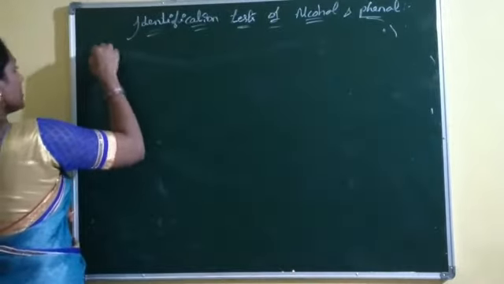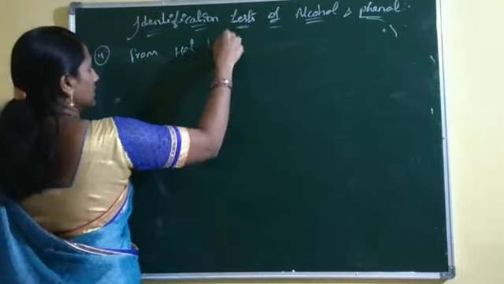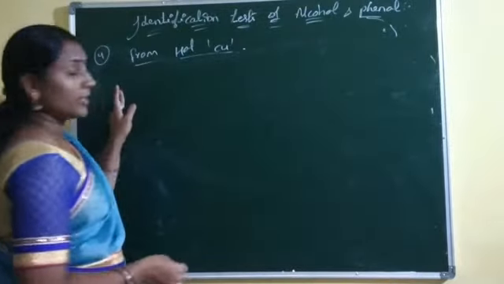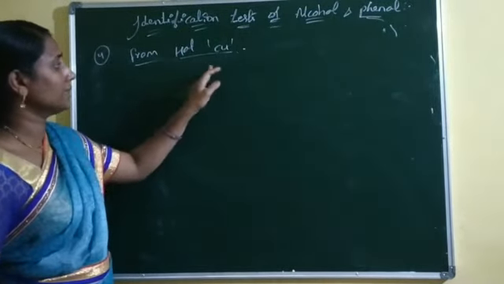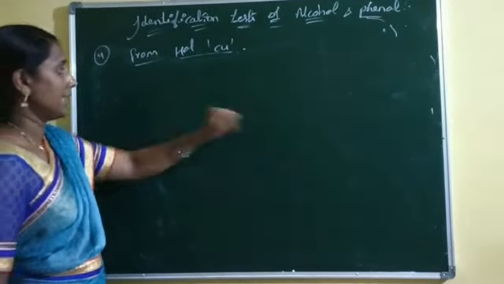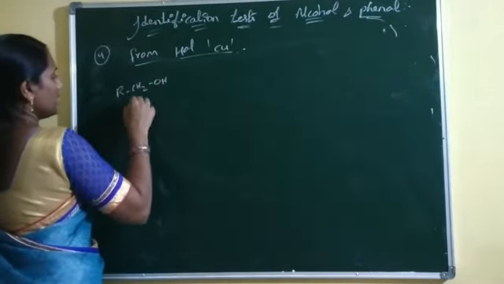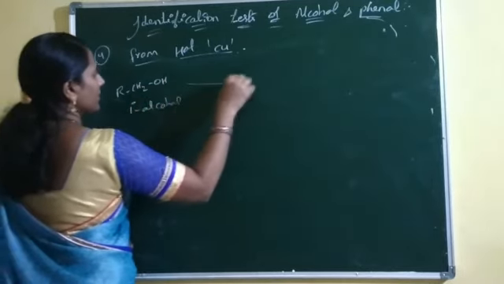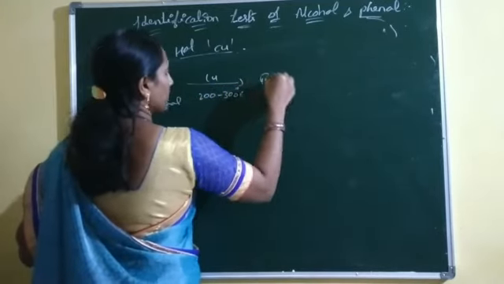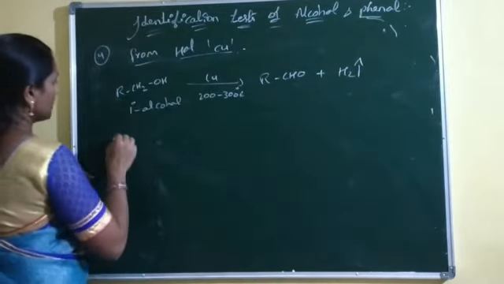The fourth identification test of alcohol is from hot copper. Now primary alcohol is treated with hot copper at 200 to 300 degrees to form aldehyde functional group. You take RCH2OH primary alcohol, treat it with copper at 200 to 300 degrees centigrade to form aldehyde by the elimination of H2 gas.